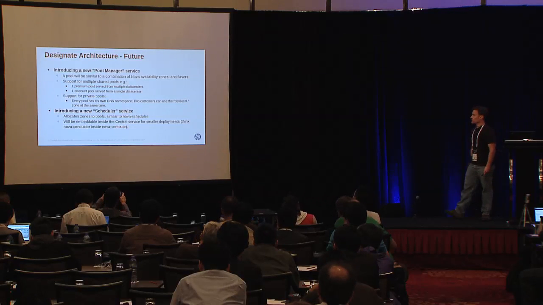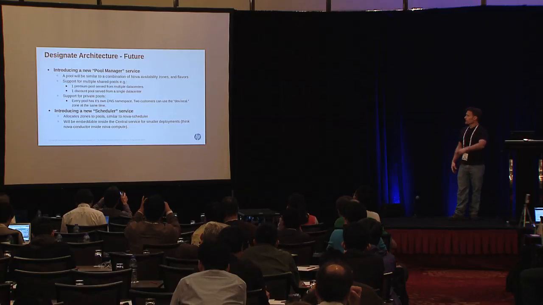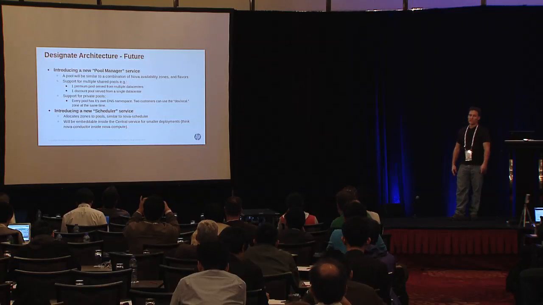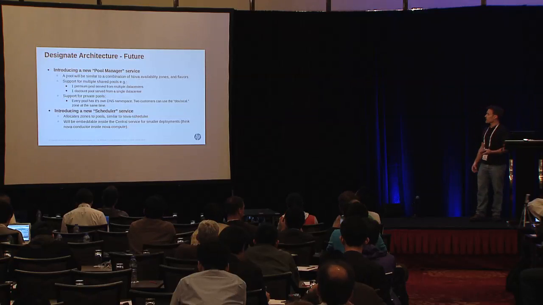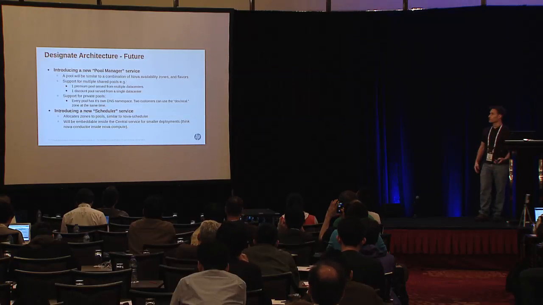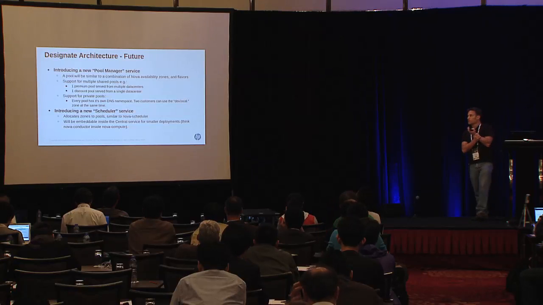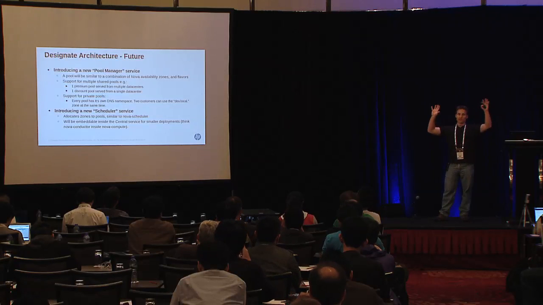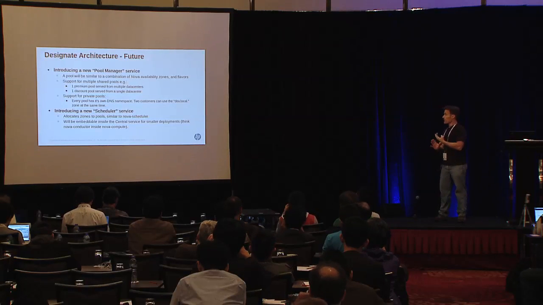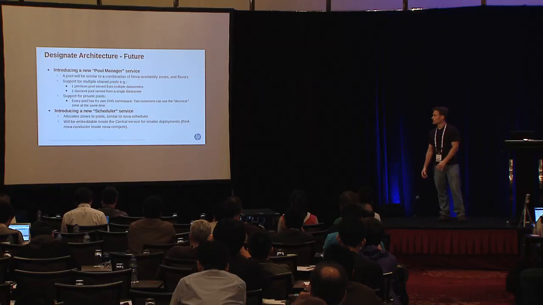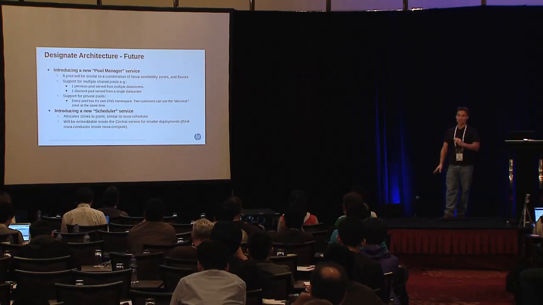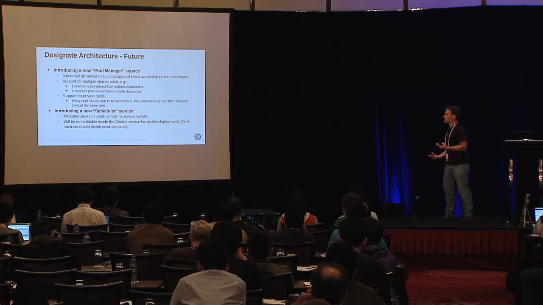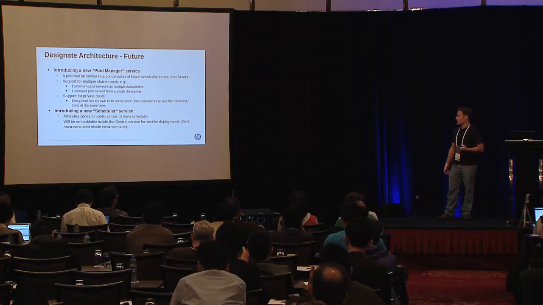Designate architecture for the future. So we're introducing a new pool manager service. A pool will be a similar combination of Nova availability zones and flavors. So we have this concept of multiple shared pools. For example, you have one premium pool for multiple data centers. This is the premium service. Or you have a discount pool served from a single data center. Support for private pools. This is really nice. I mean, how many of you would like to have private DNS? Every pool has its own DNS namespace. And you can even have two customers that use the dev.local zone at the same time.